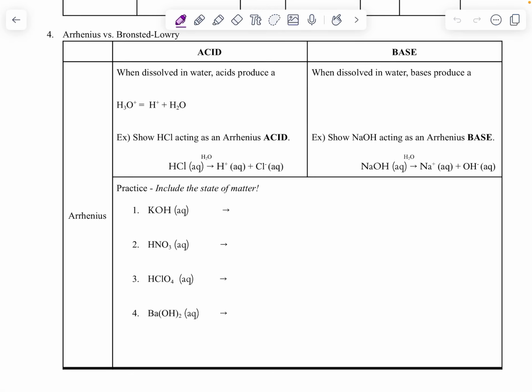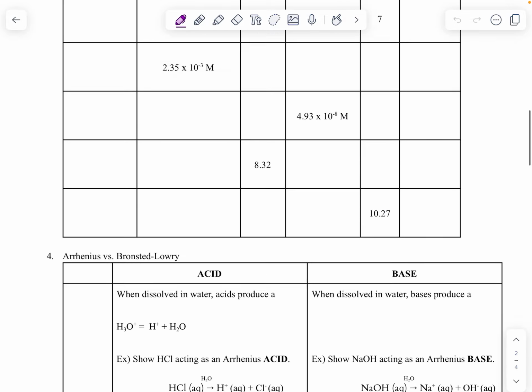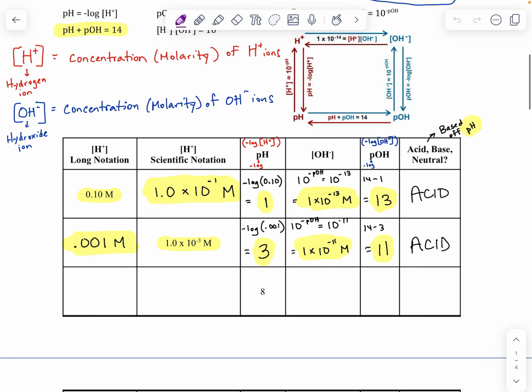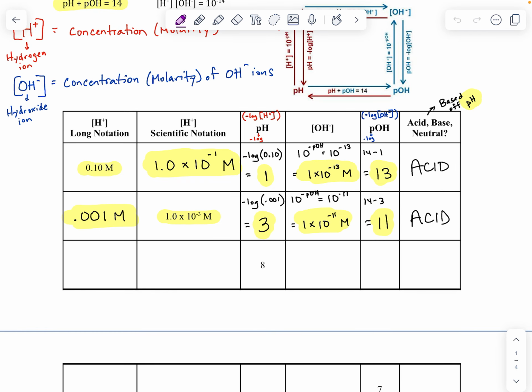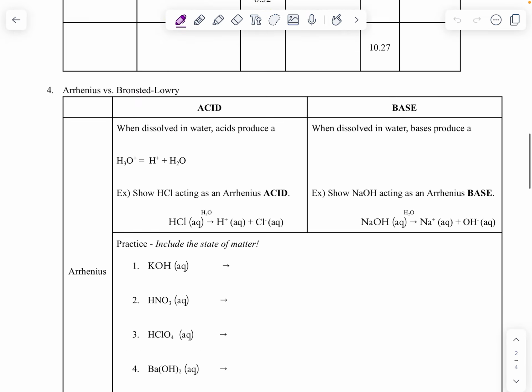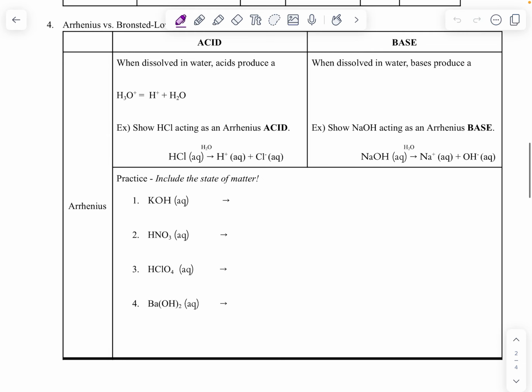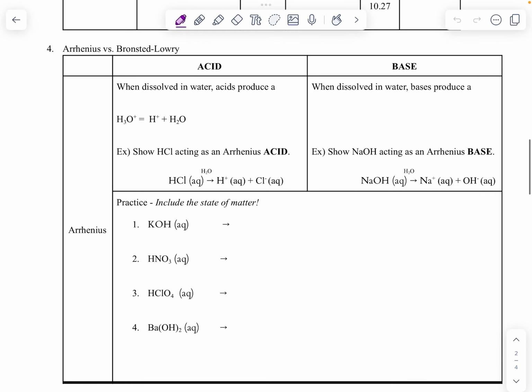All right, so we've talked about the pH scale. We've talked about how to calculate those pH values using the negative log, and identifying through pH what a base, acid, or neutral substance is. What we're going to do now is talk a little bit about specific ways to look at acids and bases.